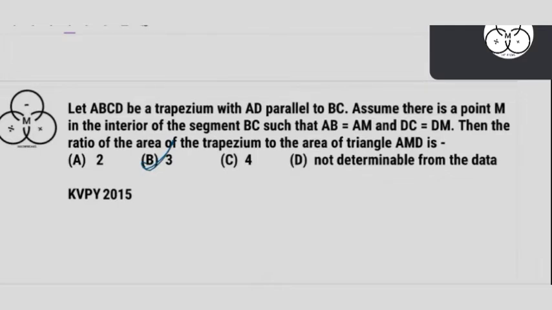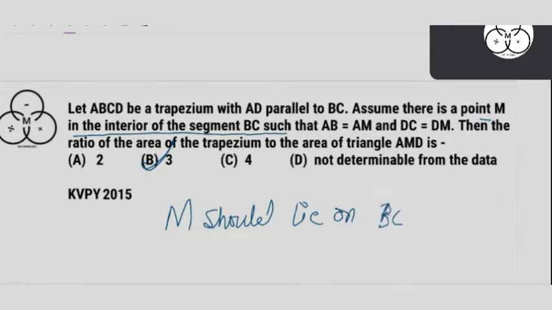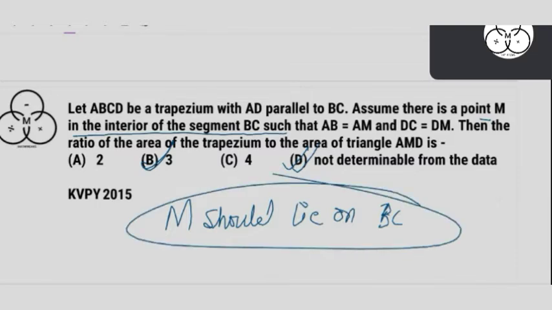There is a great deal. Assume there is a point M in the interior of the segment BC. In this part, we have considered M should lie on BC. I guess there was some typing mistake with my question. If it's not a typing mistake, then it is not determinable from the data, and if it's a typing mistake, then M should lie on BC. We have assumed that M lies on BC.